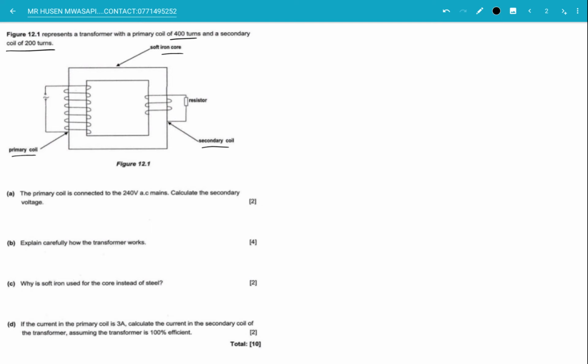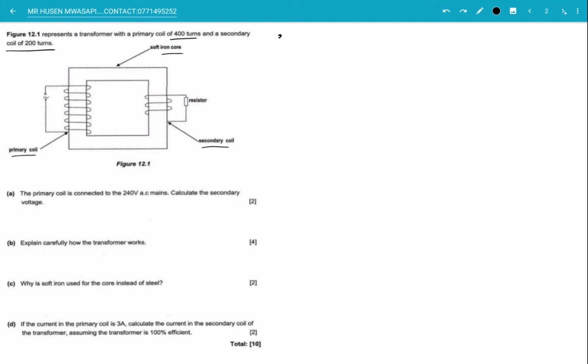So if you look at this transformer, you find that the number of turns in the primary is more than that in the secondary. And yes, we can deduce from that that this transformer is really a step down transformer, because it has more voltage in the primary as compared to the secondary. So it's stepping down the amount of voltage.